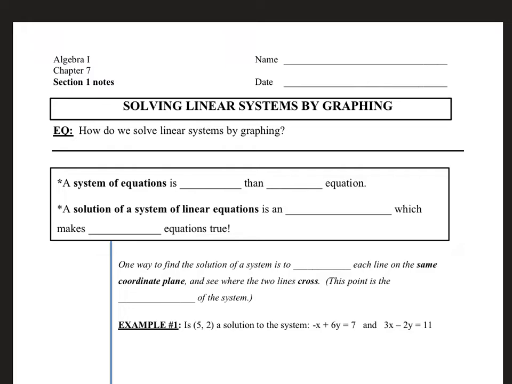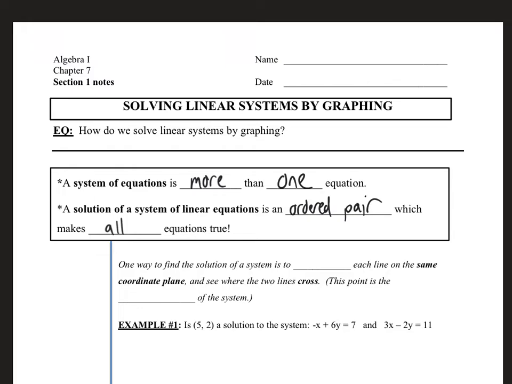Today we're doing 7.1, which is solving linear systems by graphing. Our central question is, how do we solve linear systems by graphing? All right, so let's get right into it here. A system of equations, like I said, is more than one equation. And a solution of a system of linear equations is an ordered pair, which makes all equations true.